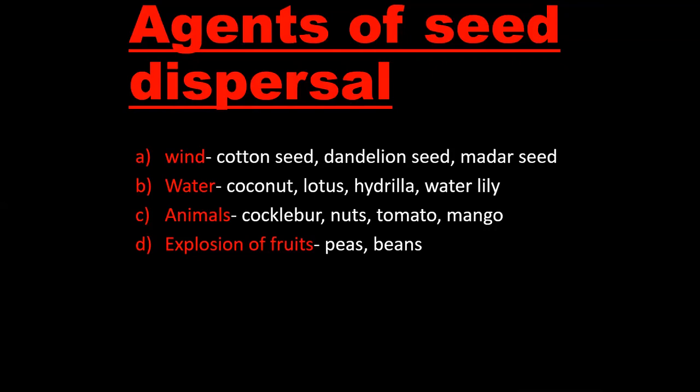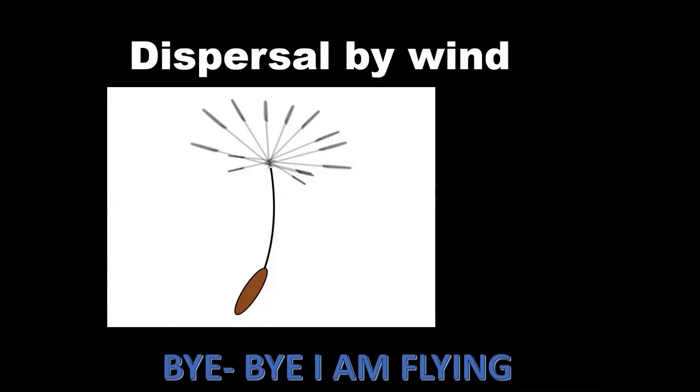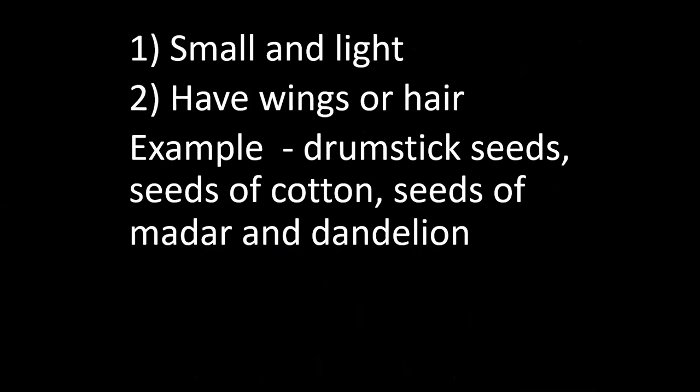So this is dispersal by wind. Our seed is ready to fly. Okay, seed, bye-bye. So the seeds which disperse by wind, what are the conditions? They have to be small, they have to be light, or they have certain types of structures on them like wings or hair, which make them light or which enable them to flow with the air. Some examples of these seeds are drumstick seeds, seeds of cotton, seeds of madar, and seeds of dandelion.